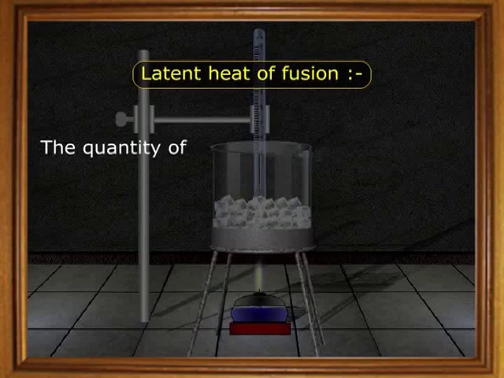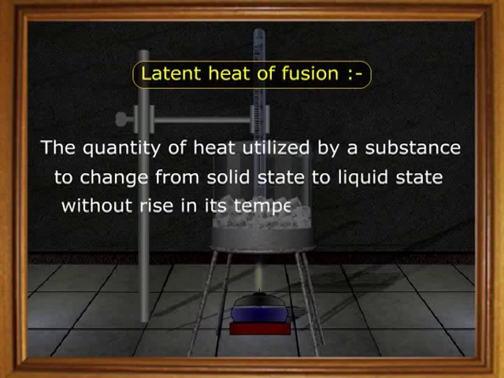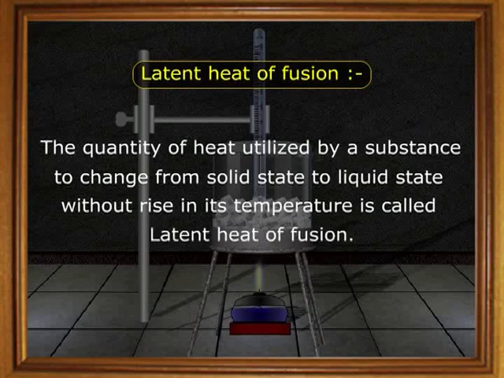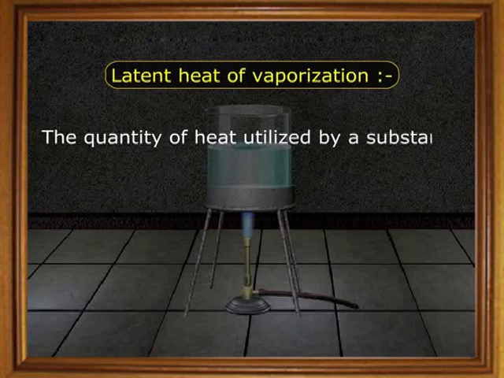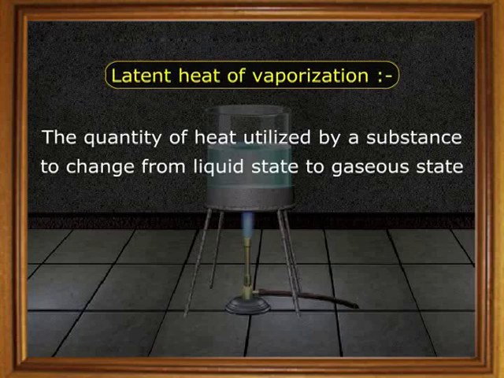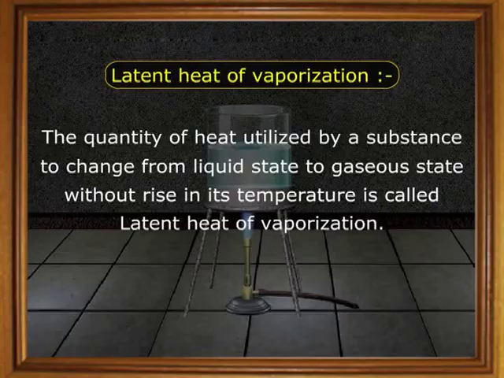The quantity of heat utilized by a substance to change from solid state to liquid state without the rise in its temperature is called latent heat of fusion. The quantity of heat utilized by a substance to change from liquid state to gaseous state without rise in its temperature is called latent heat of vaporization.